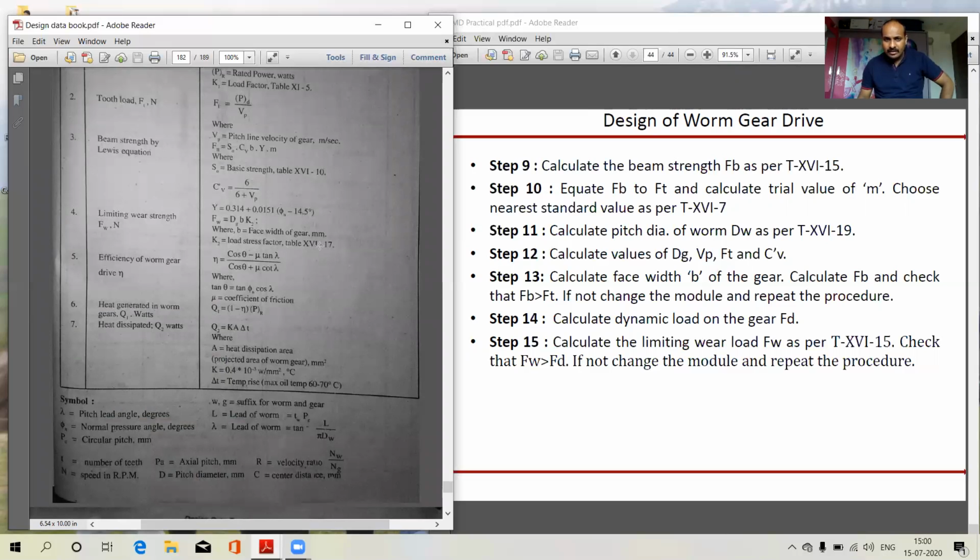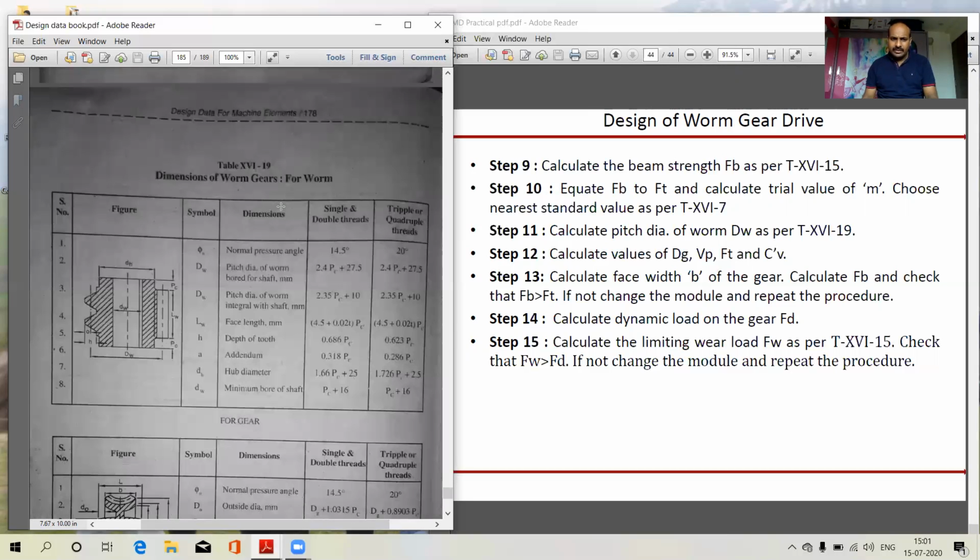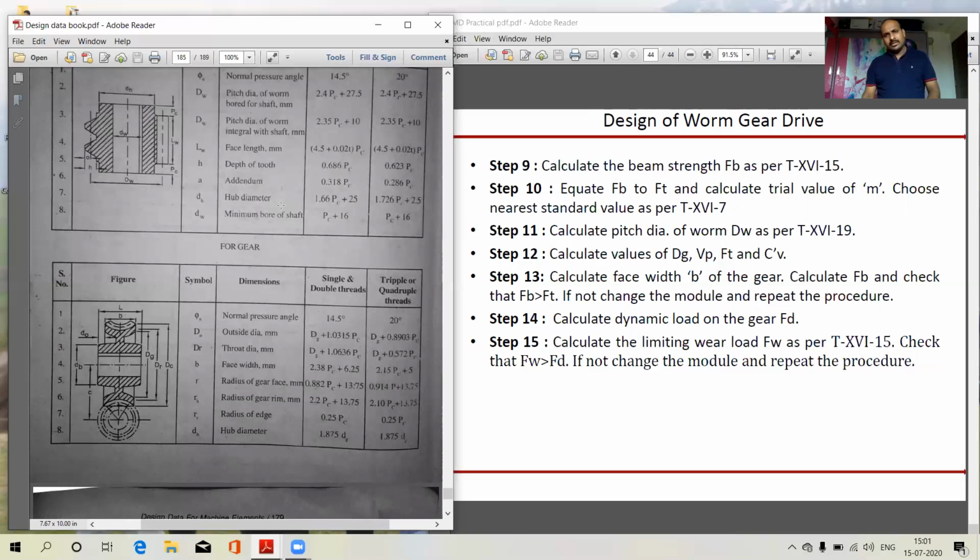Now, step number 11, calculate the pitch diameter of the worm. That pitch diameter is nothing but the DW, which can be calculated from page number 178, as we calculated the face width of the tooth. Once you calculate the FB in terms of PC, and you already have calculated the tooth load in the form of PC.